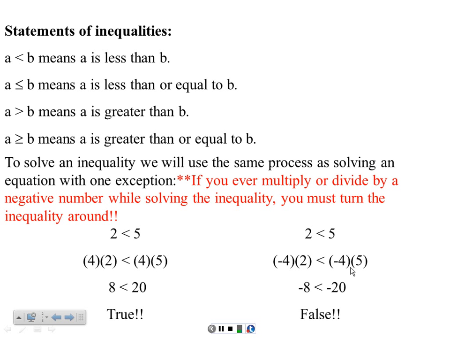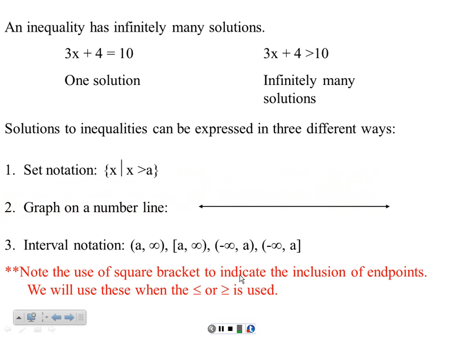So when you start turning the sides of the number line, in other words, this goes on the other side of the number line, and that's what a negative does. It takes you to the other side of the number line. Then you're going to have to turn that inequality around to get a true statement. Now, when we solve these inequalities, we're going to use the same processes, but our solutions are going to be a little bit different.